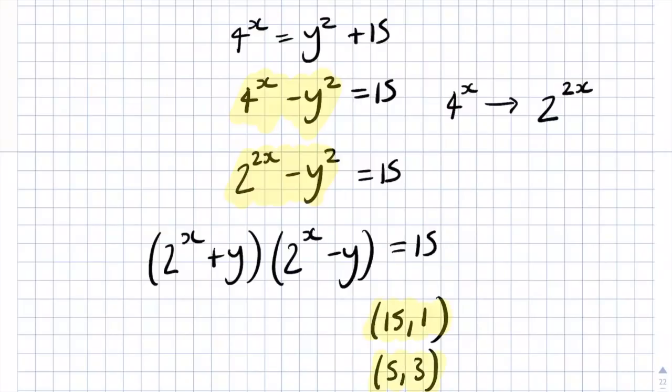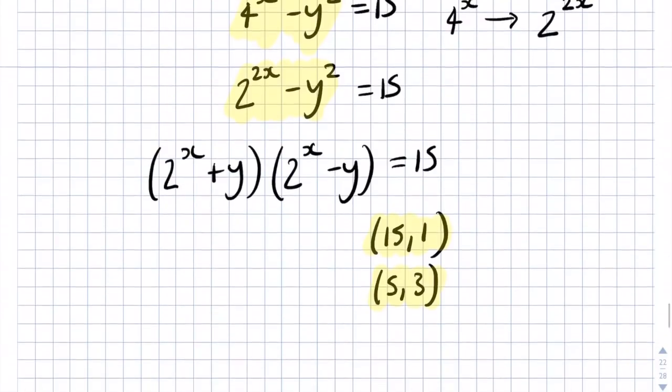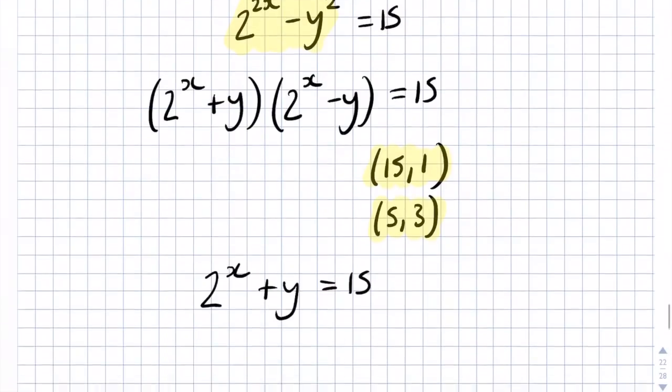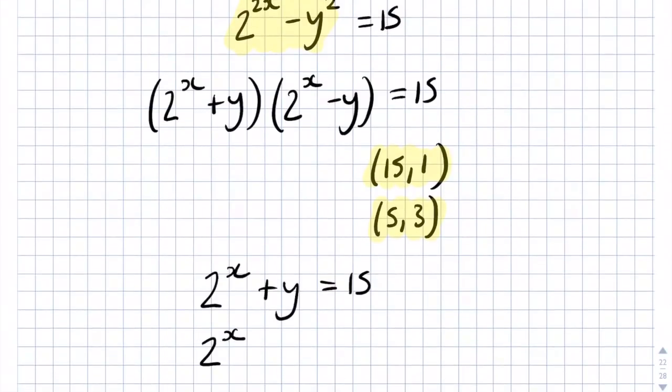So we need to set each of these factors equal to each of these expressions. The first one would be 2 to the power of x plus y equals 15, and we set the other to 2 to the power of x minus y equals 1. We need to see whether x and y will give us integer solutions. So let's try it. We can solve these simultaneously.